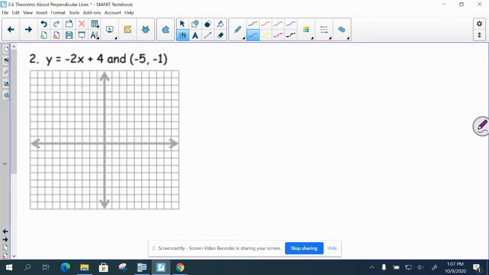Okay, so let's graph the line that we're given. It has a y-intercept of 4 and a slope of negative 2. So go down 2 over 1, and then go up 2 over 1. Draw your line.